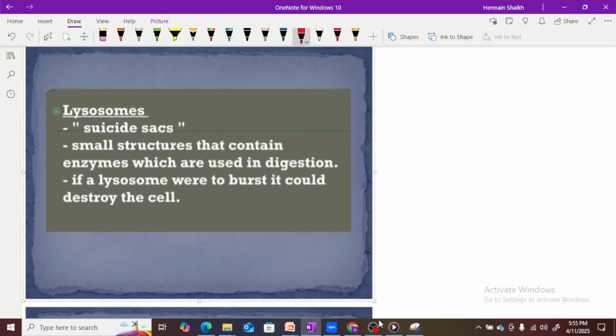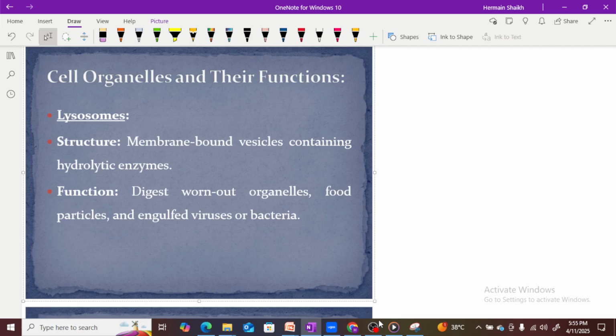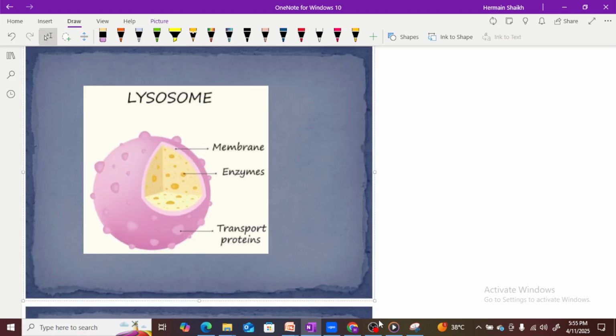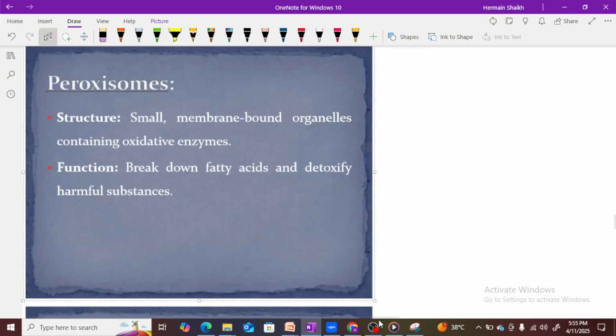Now the lysosomes, which are also known as the suicide sacs, are small structures that contain enzymes which are used in digestion. If a lysosome were to burst, it could destroy the cell. Cell organelles and their function. Now the lysosomes are membrane bound vesicles containing the hydrolytic enzymes. Its function is to digest worn out organelles, food particles and engulfed viruses or bacteria. Here is the structure of it. Here is the membrane of the lysosome, then in it the enzymes are present, and here are some transport proteins present on its surface.